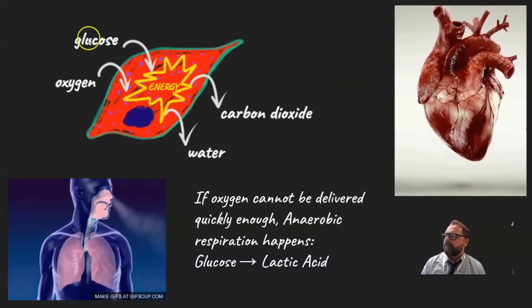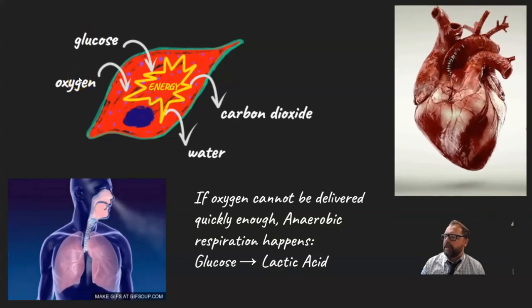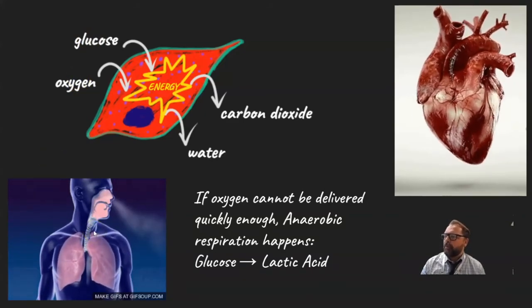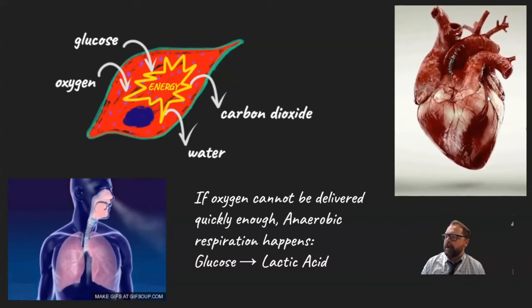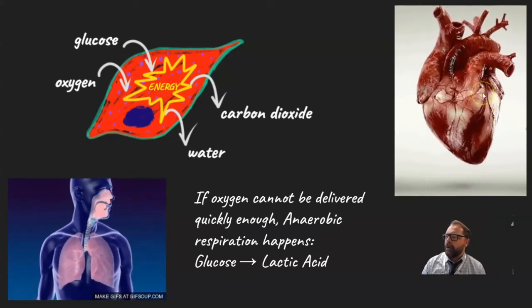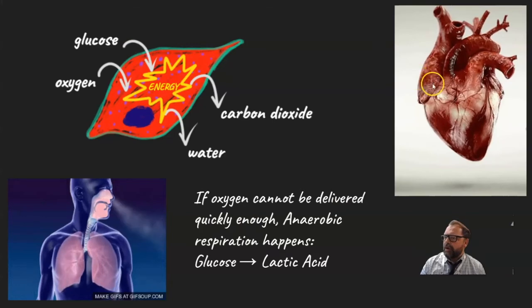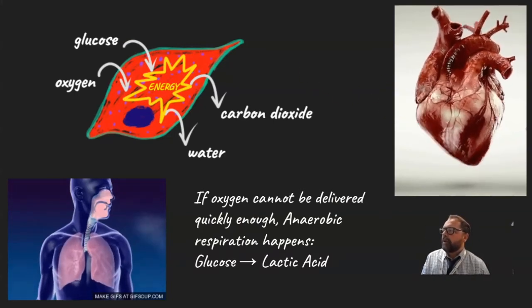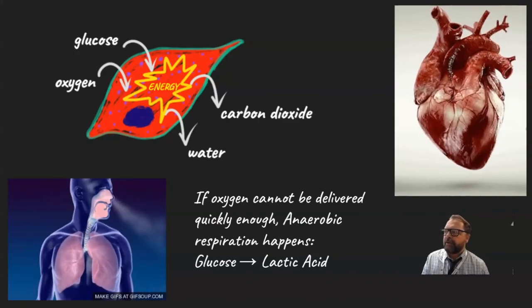The more you exercise, the faster you need to deliver glucose and oxygen, and that means two things. It means your breathing system has to work harder, you breathe faster and deeper to get oxygen into your blood, and your heart needs to work harder to pump that blood around the body quicker. We know when you exercise, your heart rate increases. So exercise causes your body to need to deliver glucose and oxygen quicker to cells because they need it for respiration to provide the energy that they require.